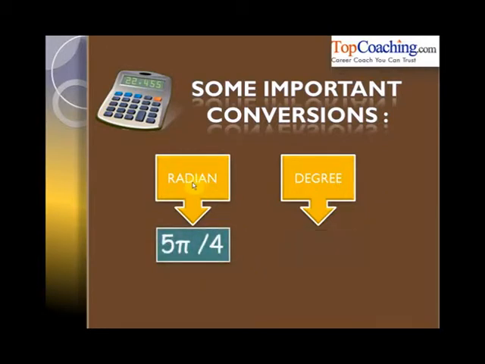Similarly, if the angle is 5 pi by 4, the equivalent of this in degree form would be equal to 225 degrees. Why? Because pi by 4 is equal to 45 and we multiply it by 5 to get the answer as 225 degrees. These are some of the very important angles in radians and these are the equivalents in the degree form.